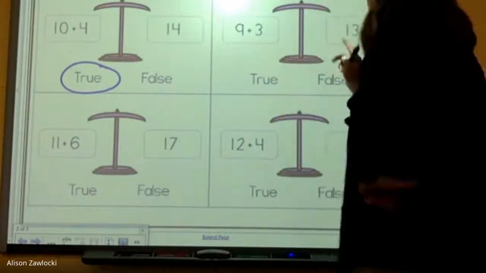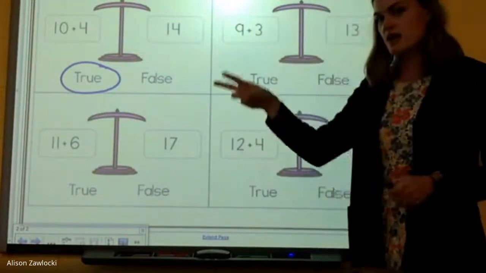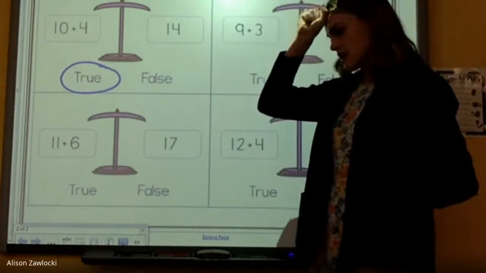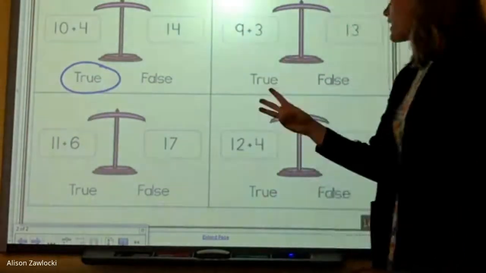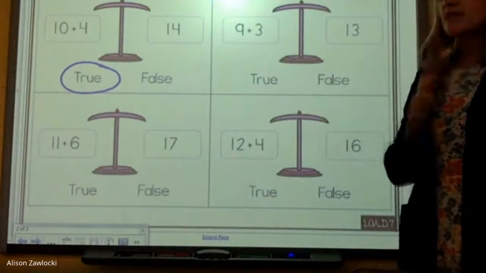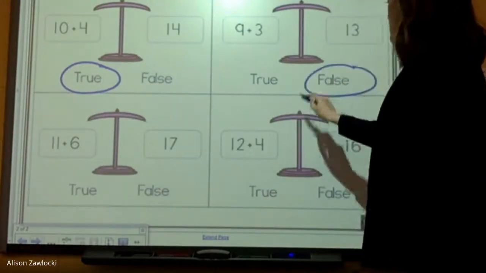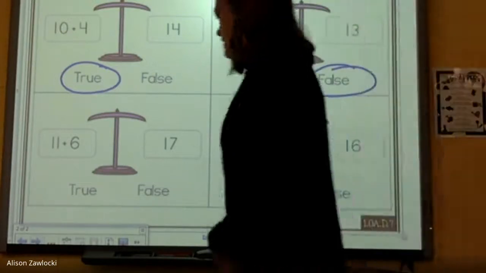Let's do this one. 9 plus 3. Let's try the counting on technique. So let's put the bigger number in our head, 9, and count on 3. 9, 10, 11, 12. Is that true or false? That's false. 9 plus 3 is 12.